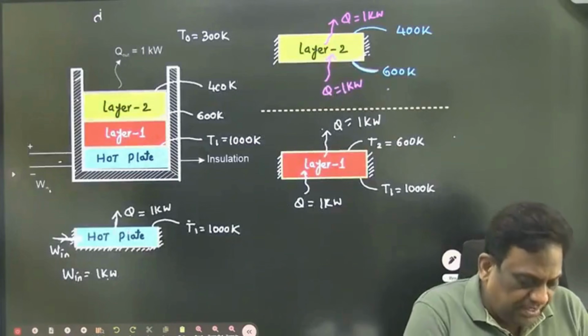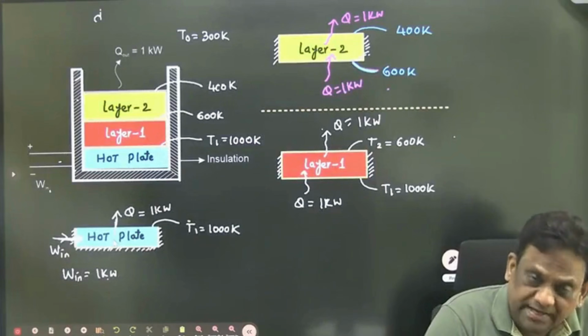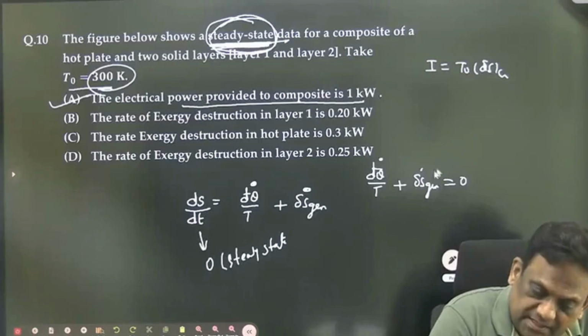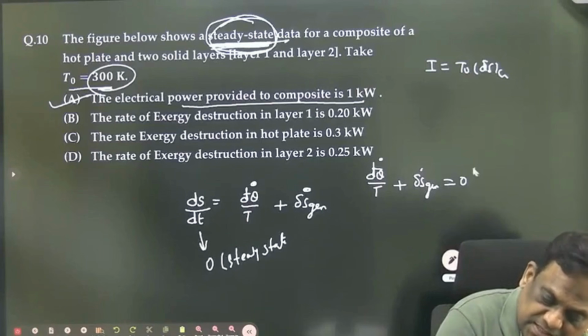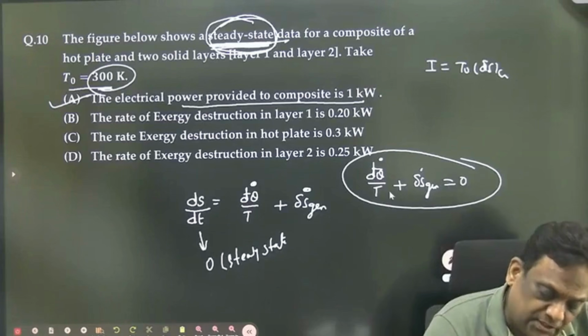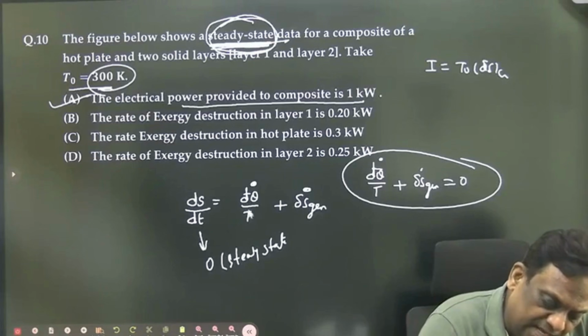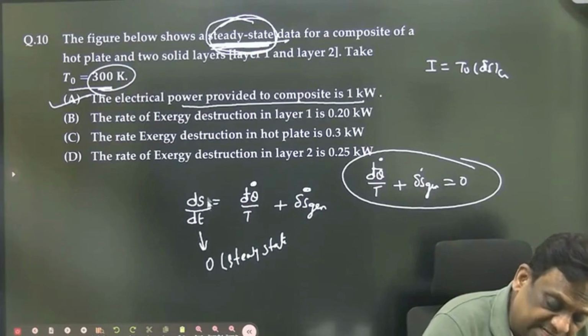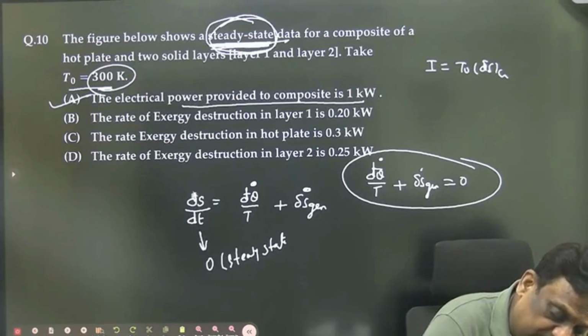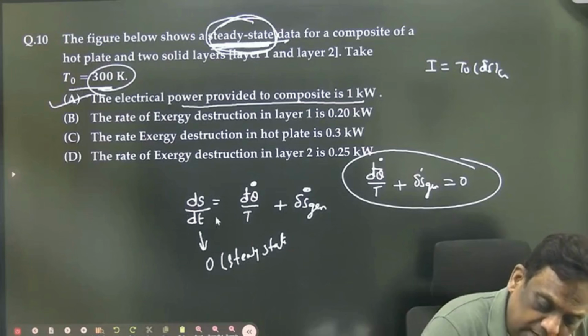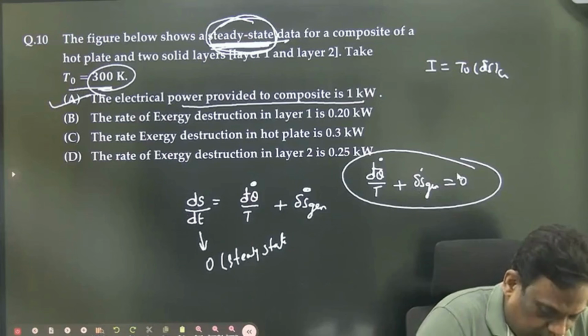Look, first in the hot plate. What is the equation, sir? My equation is, look, d dash Q by T. Why? Because ds by dt is d dash Q by T plus del S generation. Due to steady state, there is no change of property with time. This will be 0. When this is 0, d dash Q by T plus del S generation is 0. So put it.